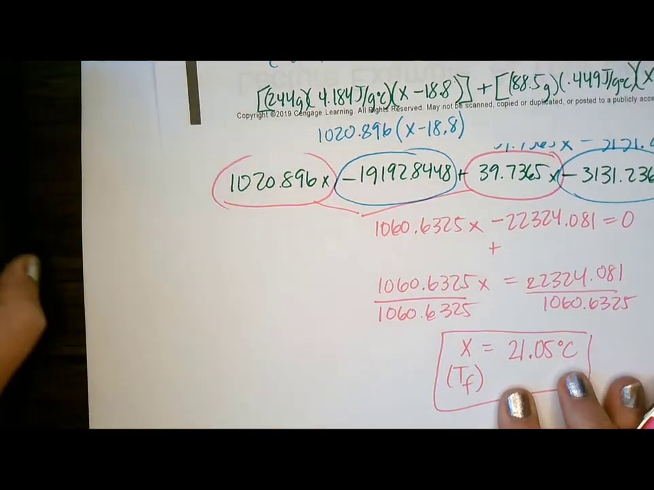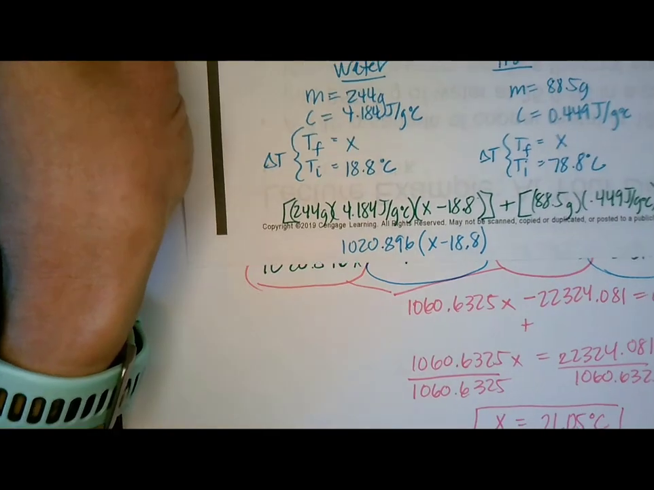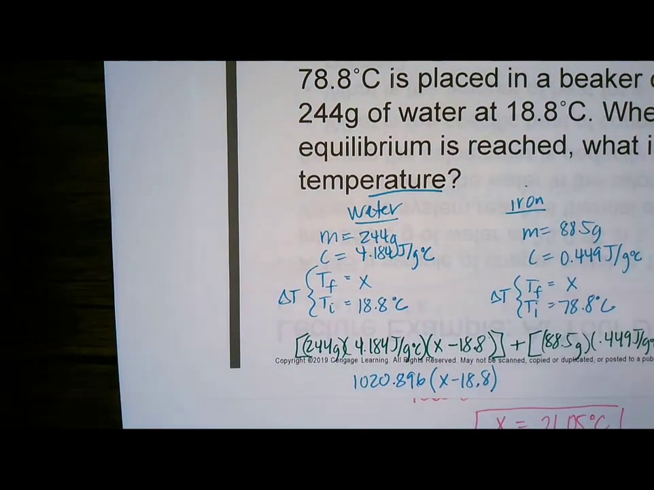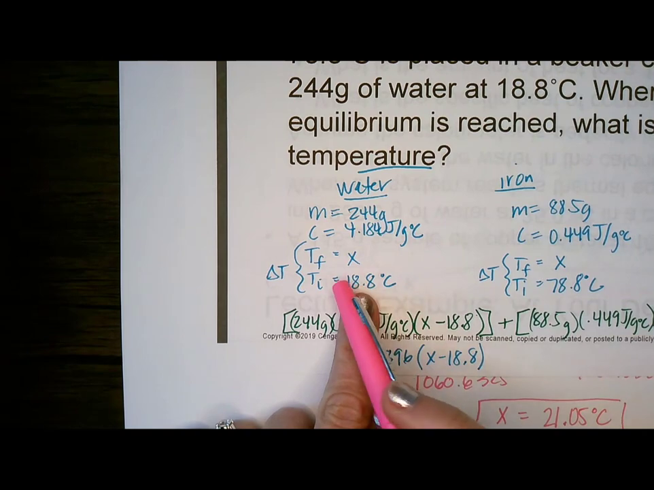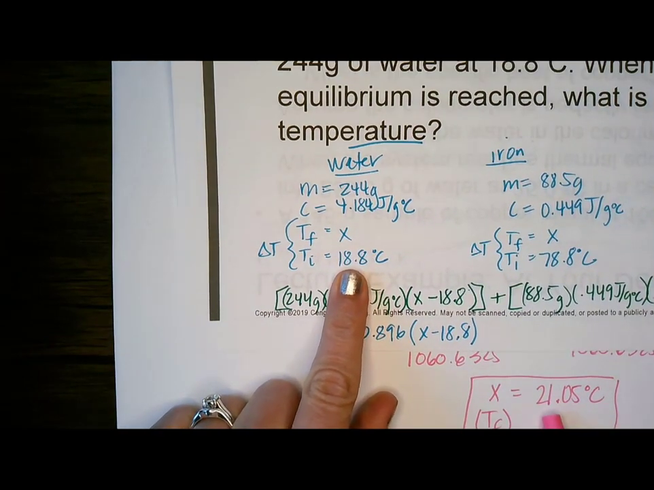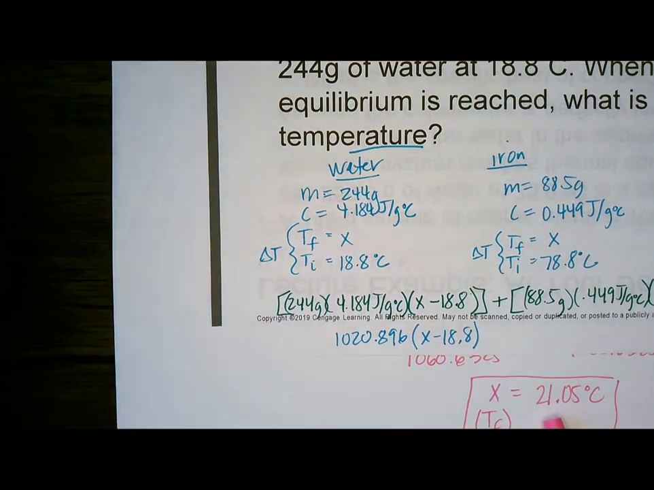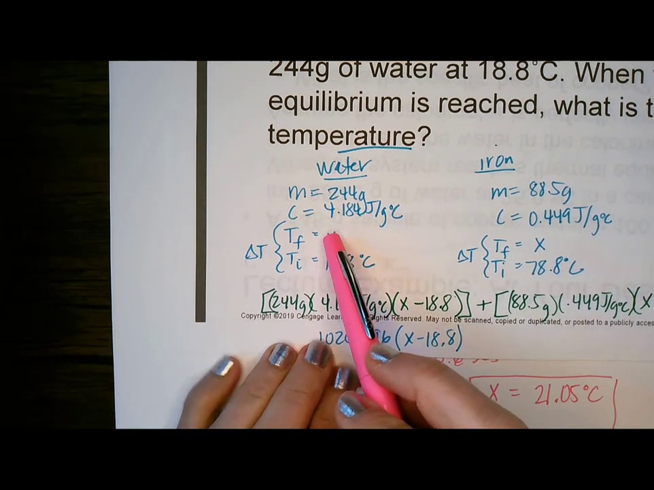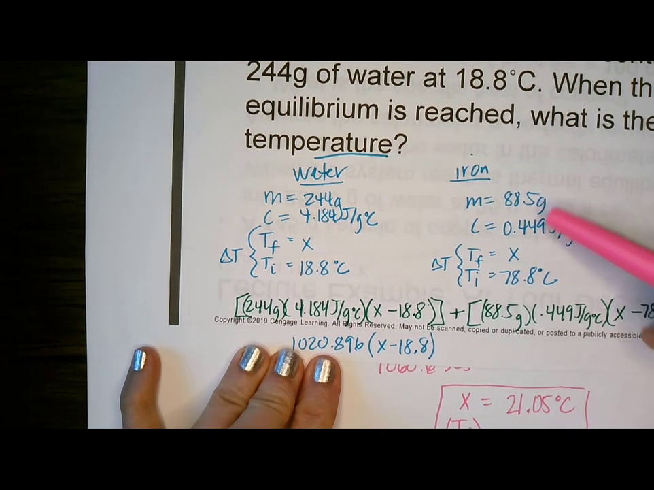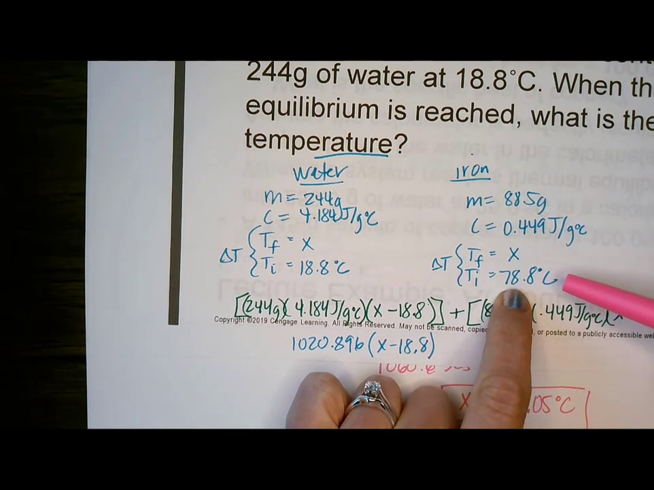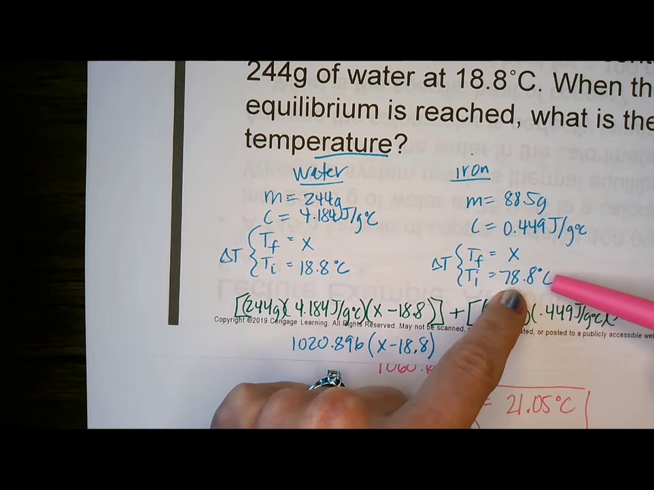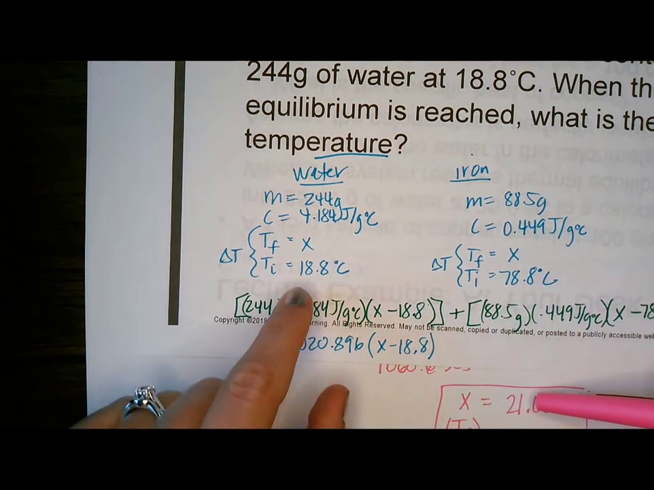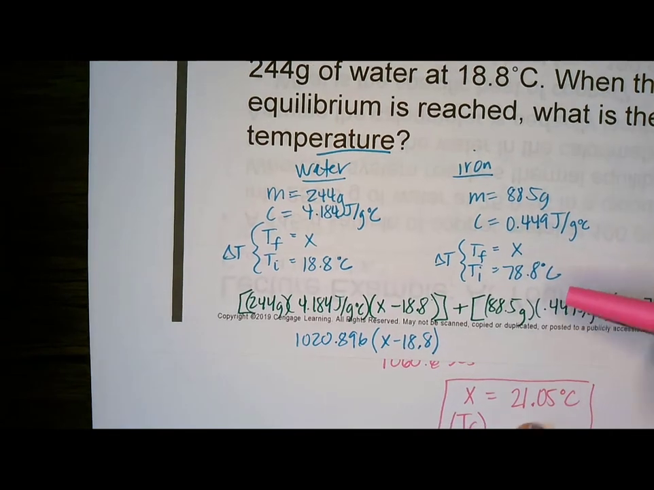That was a whole lot of numbers. My initial temperature of my water was 18.8, almost 19. So does that make sense for the final temperature to be 21? Sure does, because it takes a lot of energy for water's temperature to change. So water's temperature rose, which makes sense because we had our iron with an initial temperature of 78, so it was much hotter. And the iron's temperature cooled down to 21, while the water's temperature rose to 21.